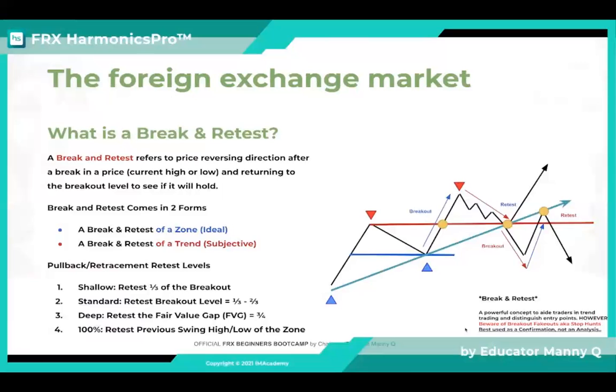All righty, so moving forward over here, ladies and gentlemen. So pullbacks and retracements here within the market. There are four types. Type number one is a shallow pullback inside of the market, which is that 1/3. And the standard pullback is a retest of the breakout level of 1/3 to 2/3.